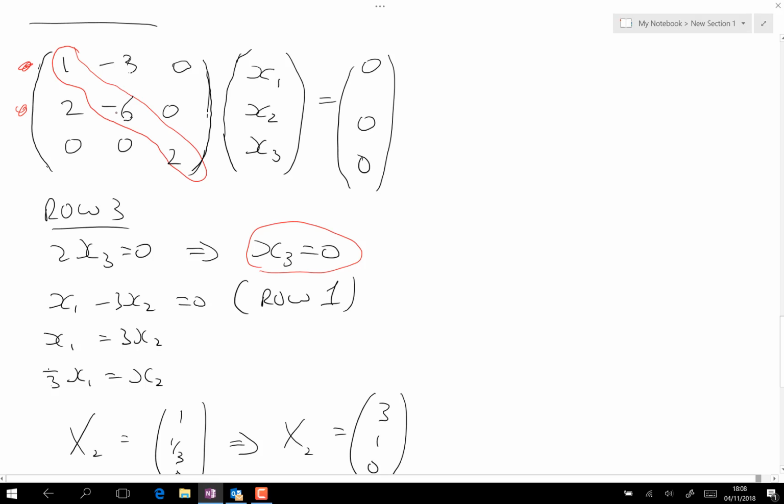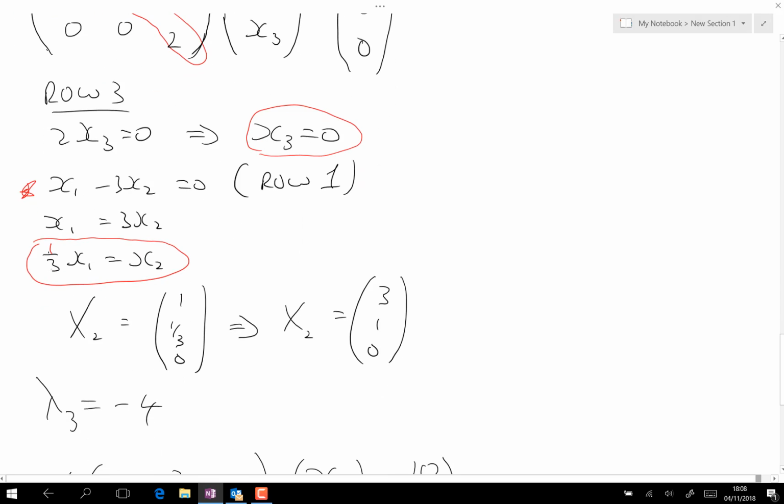So in this case it wouldn't make any difference whether we picked row 1 or row 2. If we go with row 1, we see that x1 minus 3x2 is 0, and from there we can tidy that up and we get 1/3 x1 equals x2. So we write out our second eigenvector. We let the first non-zero term be 1, so we have a 1 for x1, then x2 is a third of that, and then 0 for x3. Then again, typically we multiply out to get rid of the fraction, so we times by 3, and we get our corresponding eigenvector (3, 1, 0).